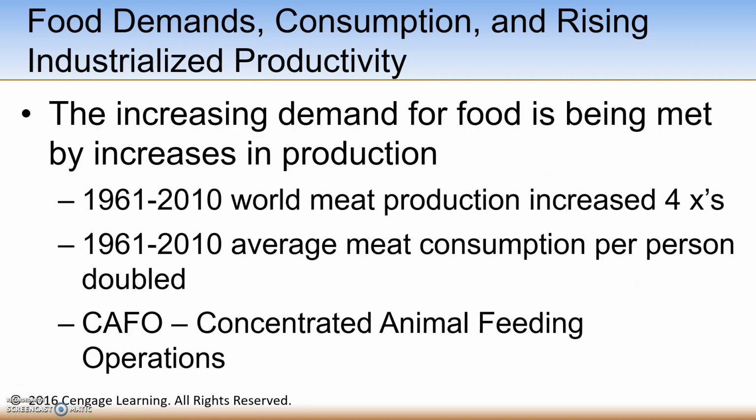So the demand for food is being met by increases in production. Between 1961 and 2010, the average meat consumption per person doubled. The good news is that world meat production actually increased 4 times. One of the ways that this is happening is with CAFOs, concentrated animal feeding operations.